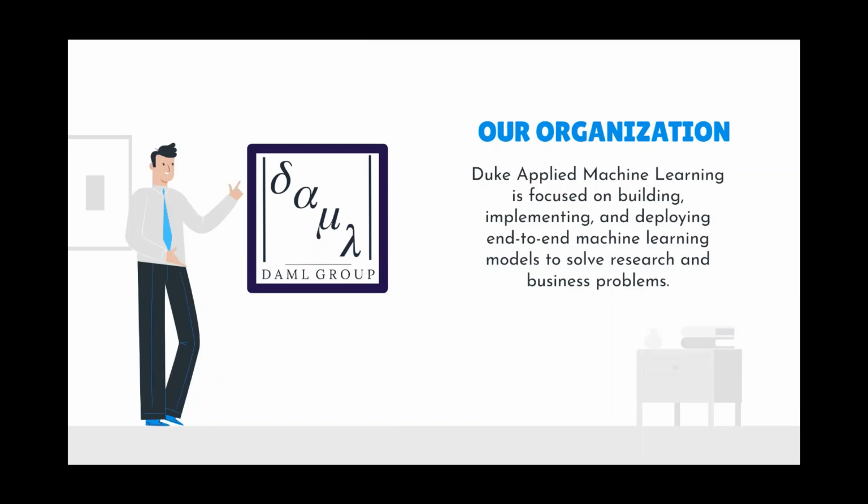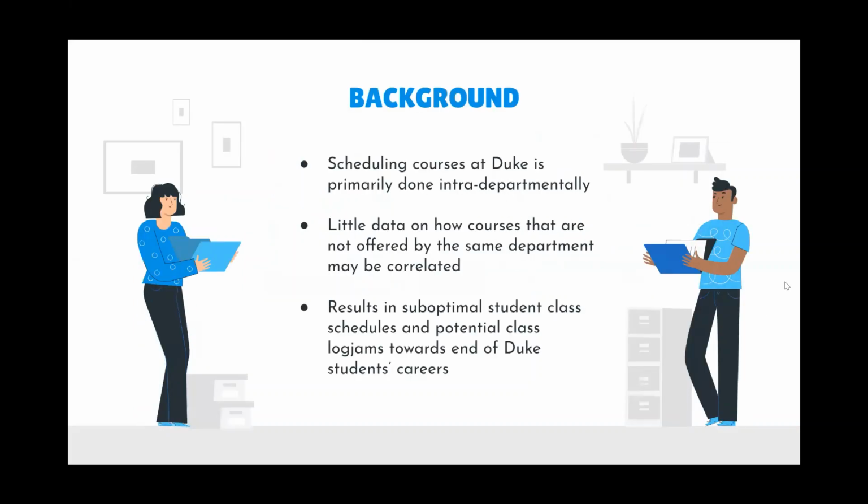DAML was then tasked with the project, and eventually our client became the Duke Registrar's Office, who supplied us with data and resources. To provide more specific context, we learned quickly that scheduling courses at Duke was done primarily intradepartmentally, and that there was little data available on how often courses not offered by the same department may be correlated, i.e., how often students would try to take both courses in the same semester, or on how often two courses may have been offered. This results both in suboptimal student schedules and in suboptimal class schedules each semester, and possible logjams towards the end of Duke students' careers, leading to extra semesters of classes.